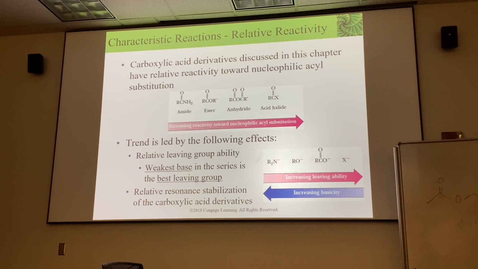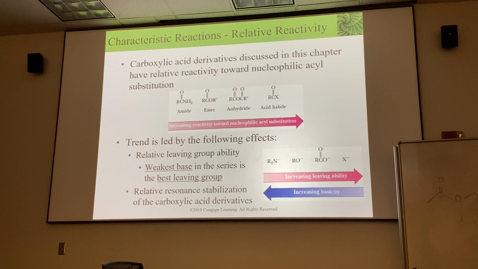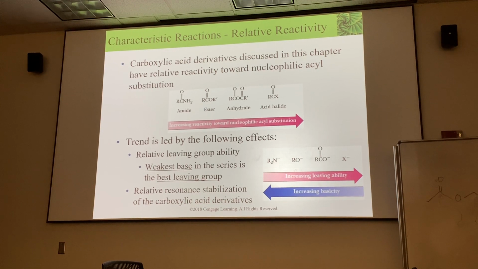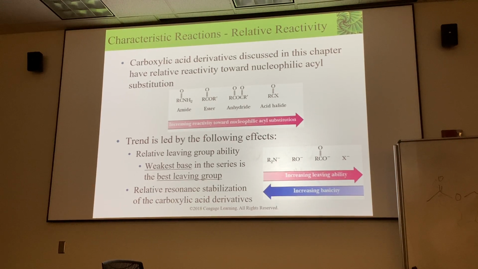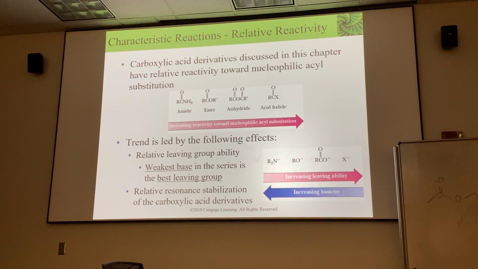Relative reactivity. Carboxylic acid derivatives, the ones discussed in this chapter, which is why I'm like, all those things with the sulfonic acids and phosphoric and everything, I'm pretty sure this chapter doesn't even touch chemistry on that. So, yeah. This is really what we end up talking about in this chapter. Amides, esters, anhydrides, and acid halides. This is increasing reactivity toward nucleophilic acyl substitution.